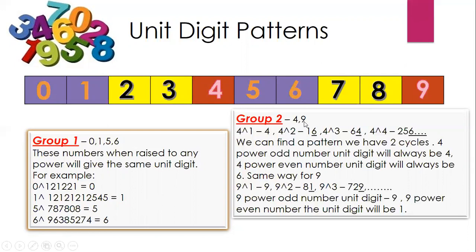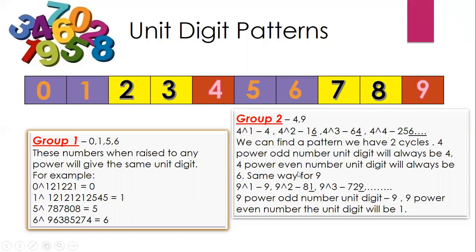Now in the second group we have numbers 4 and 9. These have 2 cycles. For example, 4 power 1 is 4, 4 square is 16, unit digit is 6, 4 cube is 64, unit digit is 4. So we see the pattern 4, 6, 4, 6, 4, 6, like that. We can conclude 4 power an odd number will always have unit digit 4, and 4 power an even number will always have unit digit 6.